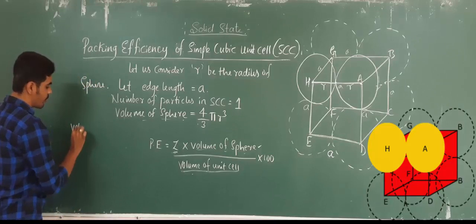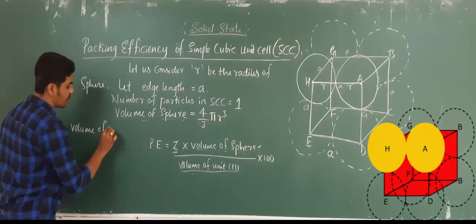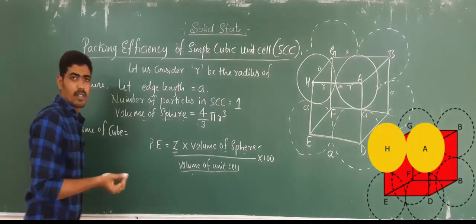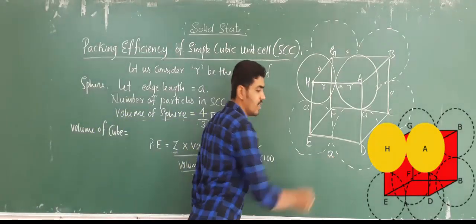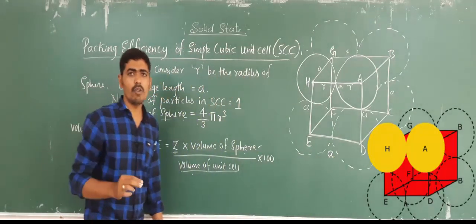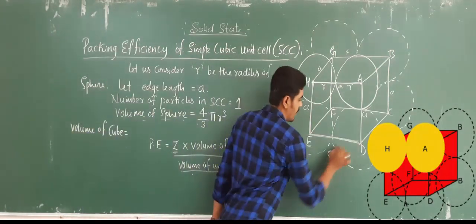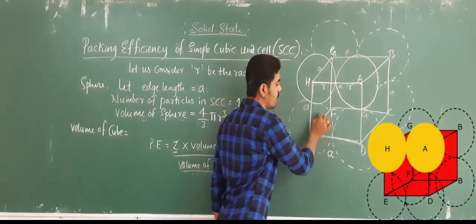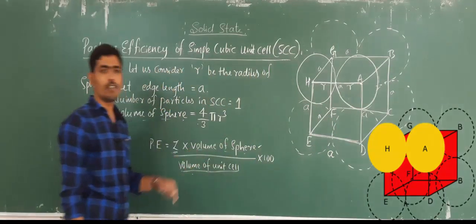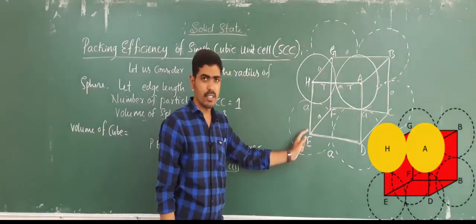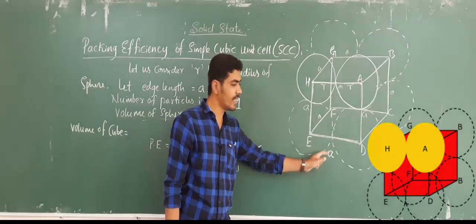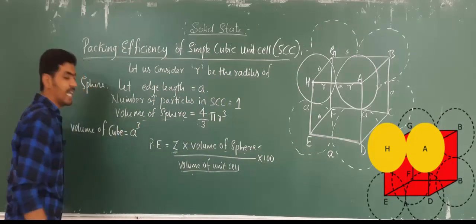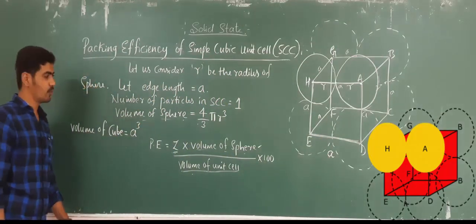So the volume of a cube is equal to what? The volume of a cube is nothing but length into breadth into height. What is length? A. What is height? A. What is breadth? That is also A. So length into breadth into height, how much will you get? A into A into A. It will be A cube. So the volume of a cube is equal to A cube.